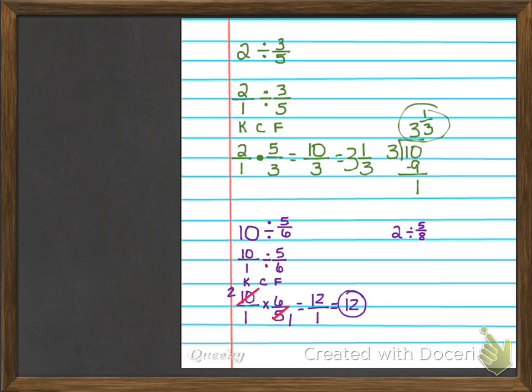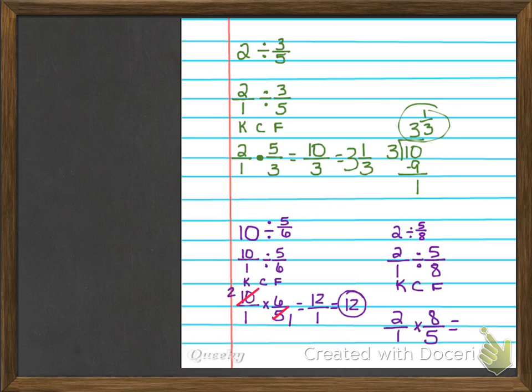All right, so for our last example, I've got my 2 divided by 5/8. So I'm going to write my 2 as 2 over 1. I'm just going to go ahead and write my problem all over again. Now this is the part where I keep it, I change it, and I flip it. So I've got my 2 over 1 times my 8 over 5.